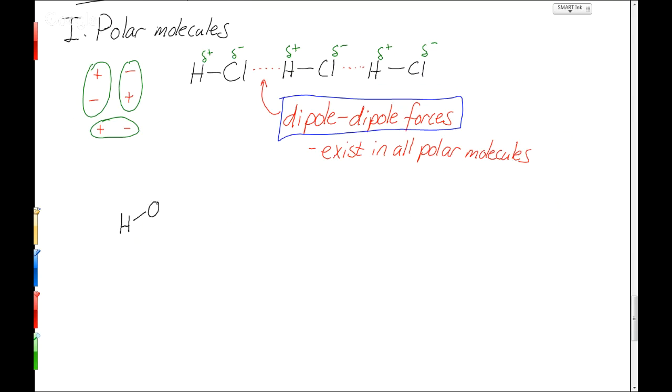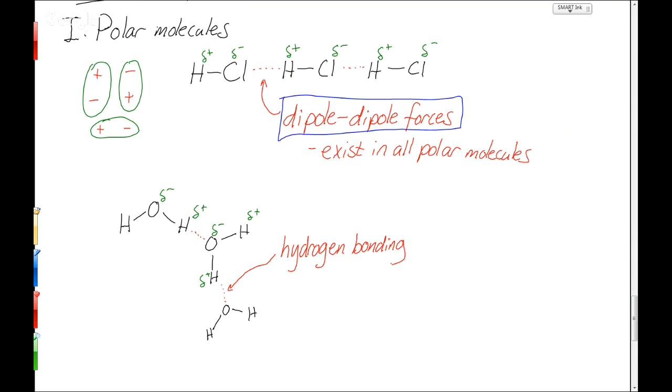So let's say you have water. Water is going to have a very similar type of thing going on. You've got negative on the oxygen, positive on the hydrogen. So you're going to have those same kinds of things happening, the negatives of one attracting the positives of the other. But this one is special. The name of this type of force is hydrogen bonding. And this is a terrible, confusing name, because it is not really a bond.